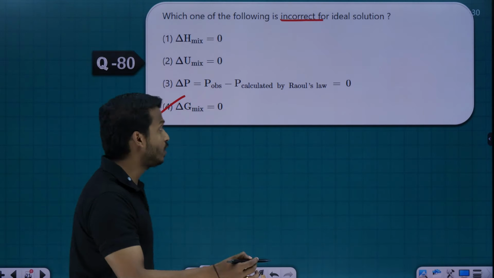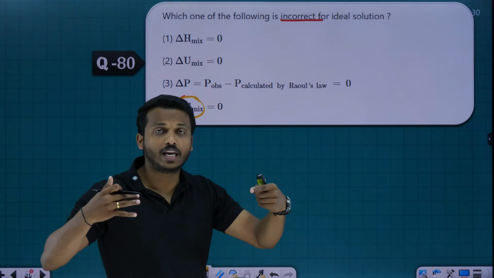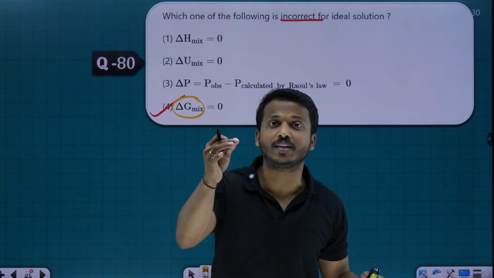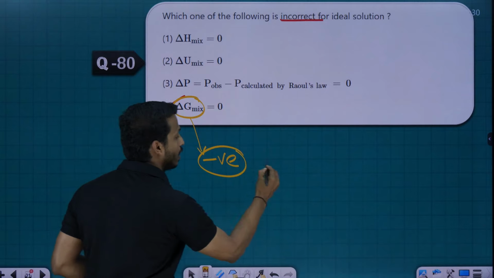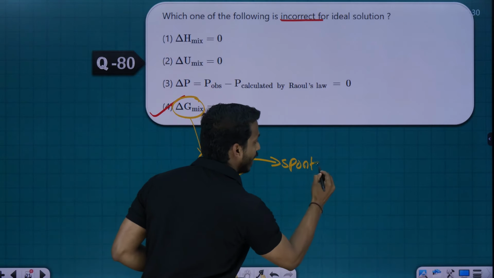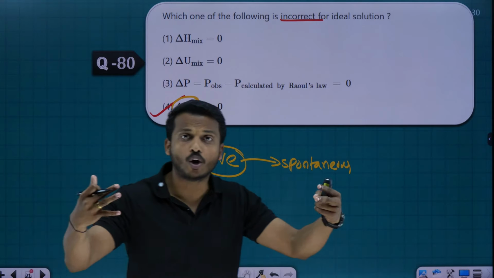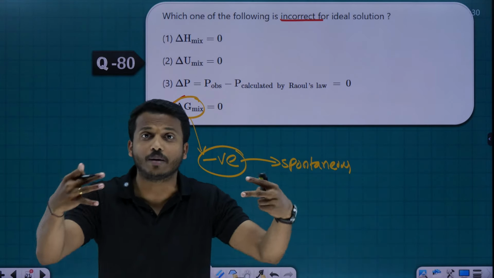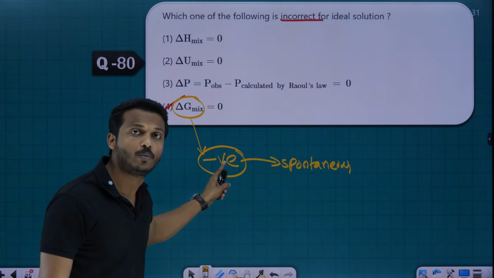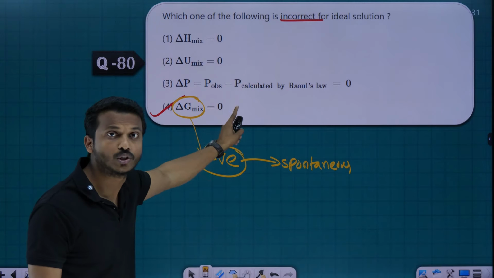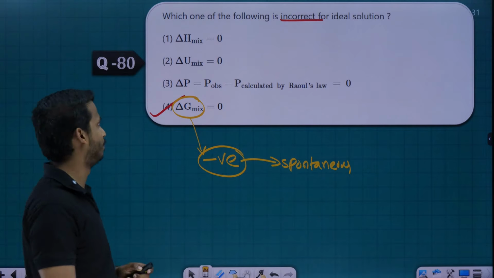We studied actually, what is delta G called? Gibbs energy. We know if Gibbs energy is 0, the reaction is at equilibrium. But if delta G mixing is negative, then only the reaction will be spontaneous, or the mixing can happen. If you want to mix a solution or if you want a reaction to happen, delta G mixing should be what? Negative. So for an ideal solution, Gibbs energy is not 0, it is less than 0, that means negative.